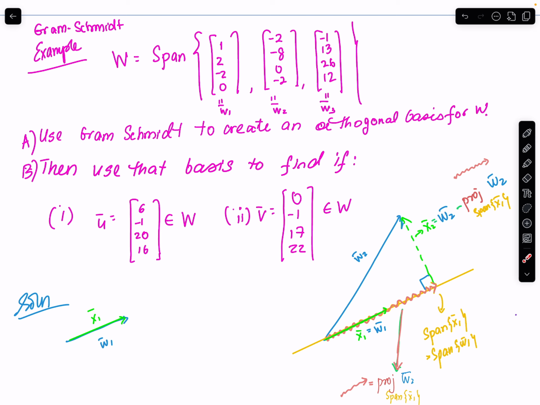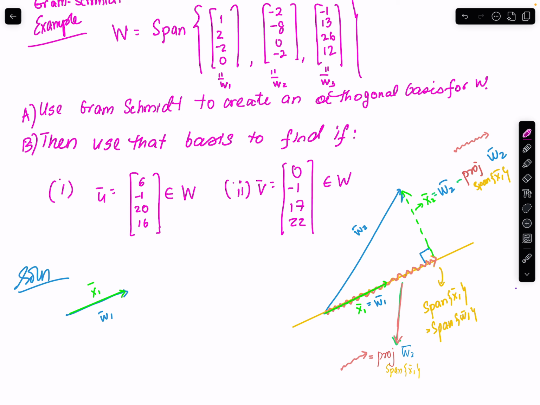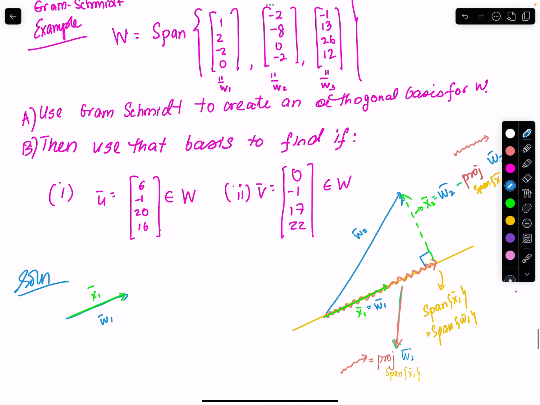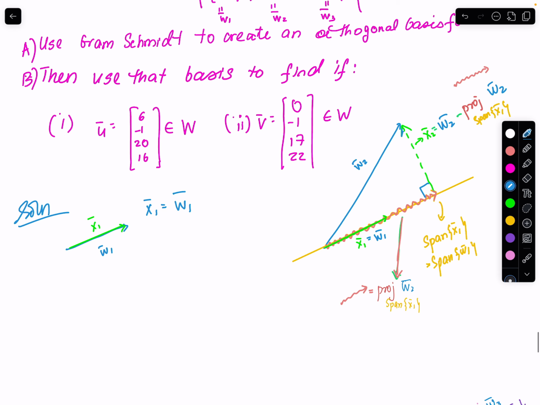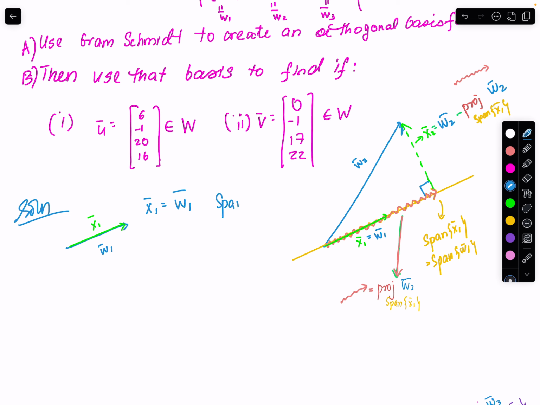So let's start the process. The way you do it is the first vector in this basis will be exactly the first vector that you have in your spanning set. Okay, so x1, I'll use the letter x for the orthogonal basis that I create. So x1 will be w1. So clearly you'll have that the span of x1 equals the span of w1.